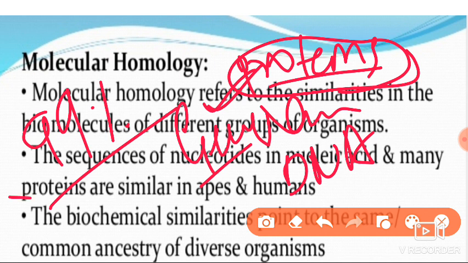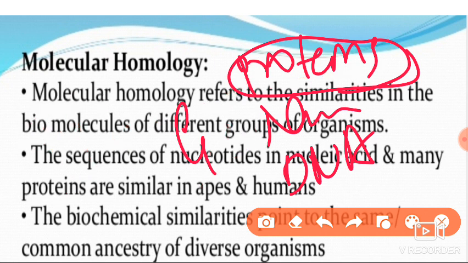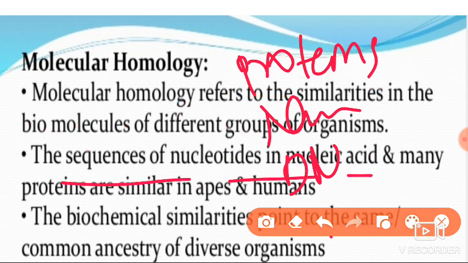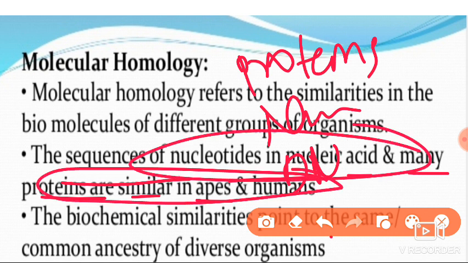Okay, they are only given here. The proteins are similar in apes and humans. The sequence of nucleotides in the nucleic acids, many proteins are similar in apes and humans. The same are there, so they are doing the same function. Based on these biochemical evidences, we can say that chimpanzees and humans are similar, or they are sharing some characters, or they belong to the same ancestor. Based on that, we can say that.